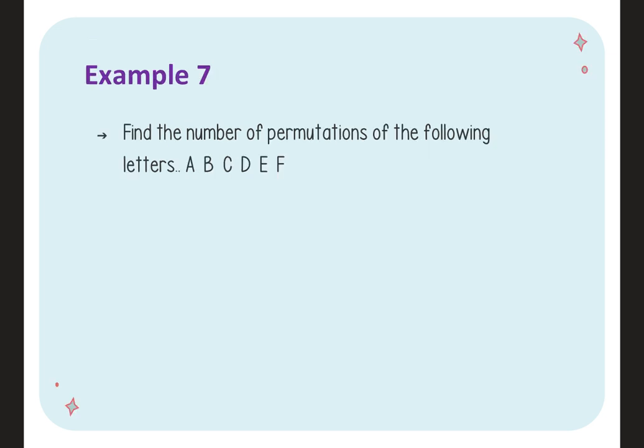So find the number of permutations of the following letters, A, B, C, D, E, and F. How many letters are there? 6. So this would be 6 factorial. Let me get my calculator because it'll eventually get bigger. And remember, it's under probability. So math, arrow over to probability, go down to your exclamation mark, 720. Still good?